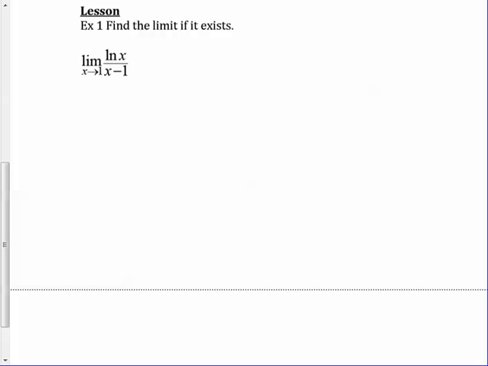Okay, so for the first example, find the limit if it exists. So the limit as x approaches 1 of the natural log of x over x minus 1. Well, when we initially plug in 1, we get 0 over 0, which is one of those indeterminate forms I said that we can use with L'Hopital's rule. So L'Hopital's rule says I take the derivative of the top, divide by the derivative of the bottom, and then recalculate the limit.